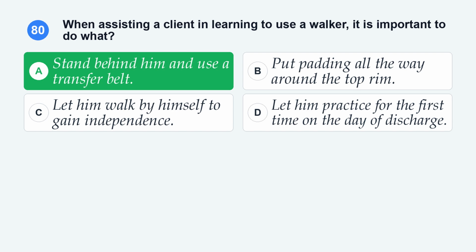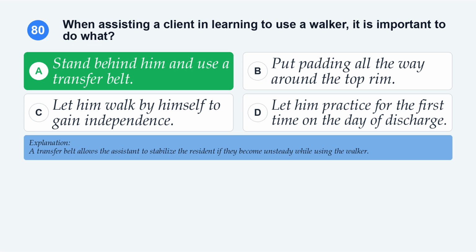The correct answer is option A. Stand behind him and use a transfer belt. Explanation. A transfer belt allows the assistant to stabilize the resident if they become unsteady while using the walker.